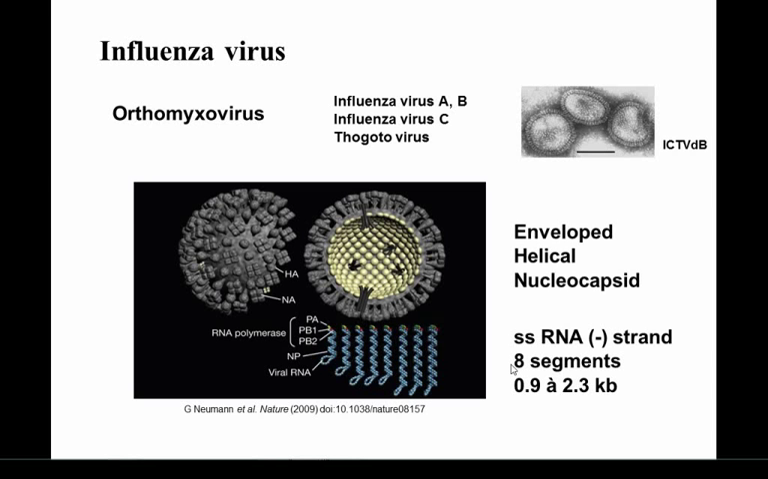These genome segments are arranged with a kind of helical nucleocapsid, so in a kind of stick shape, and they are all packaged together in an enveloped virus particle. So here's the envelope, and there are 2 viral glycoproteins in the envelope: neuraminidase, which is important for viral release, and the hemagglutinin, which is essential for attachment. So hemagglutinin is a viral attachment glycoprotein.